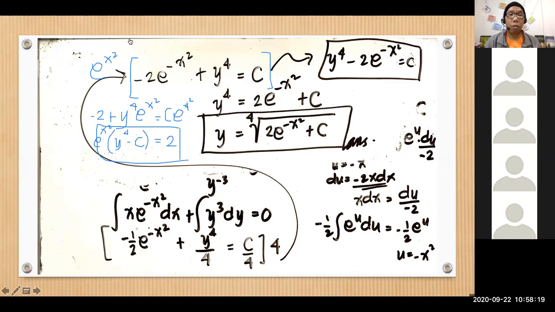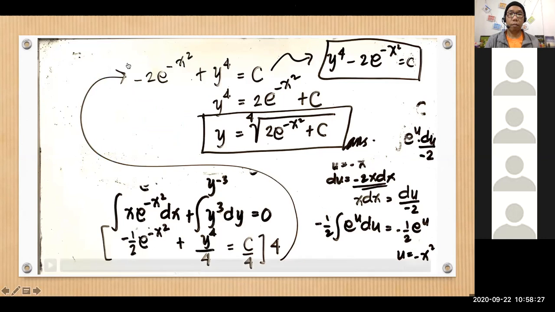Okay, so we can now proceed to the next example. I think we have to remove this first. Okay, let's continue.